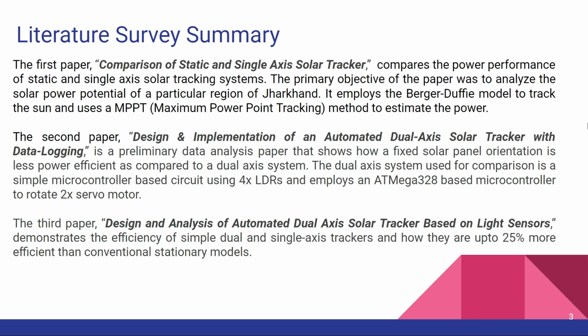The third paper, titled Design and Analysis of Automated Dual-Axis Solar Tracker Based on Light Sensors, demonstrates the efficiency of a simple dual and single-axis tracker and how they are up to 25% more efficient than conventional stationary models.